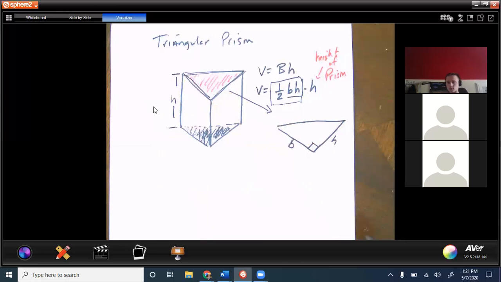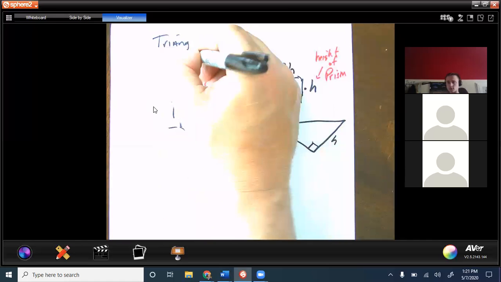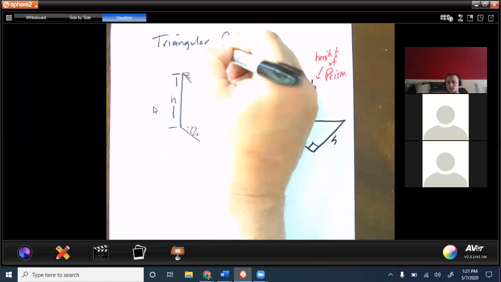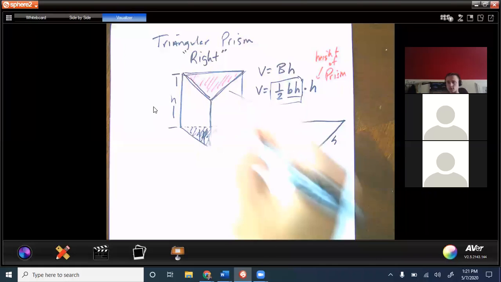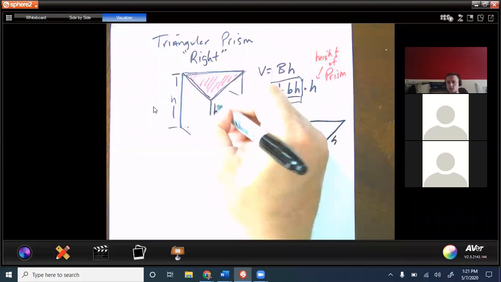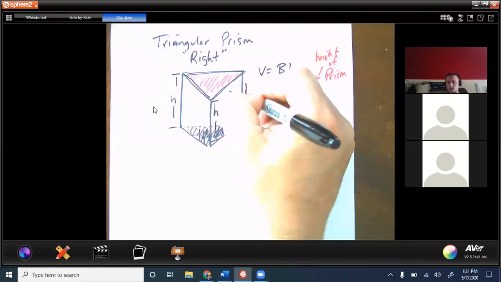Now, since it's a right triangular prism, then this height and this height are all the same.